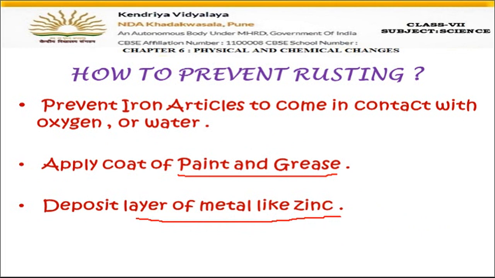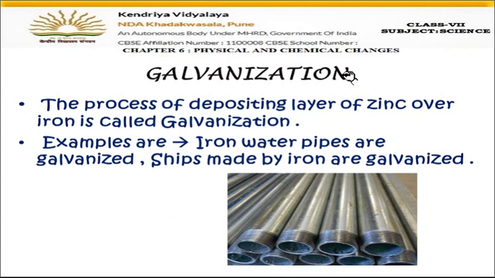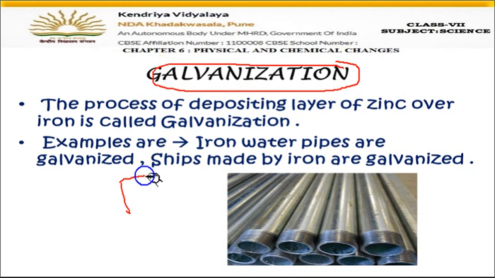Now the next slide: what is galvanization? It is the process of depositing a layer of zinc over iron. I have just told you that if an iron object is coated with a layer of zinc, this process of depositing a layer of zinc over iron is called galvanization.